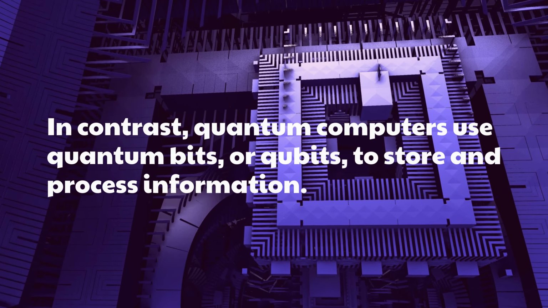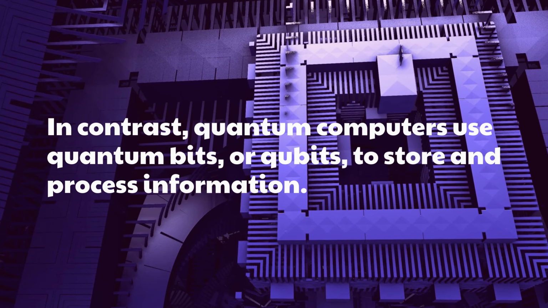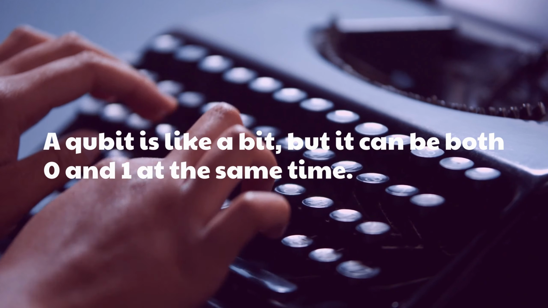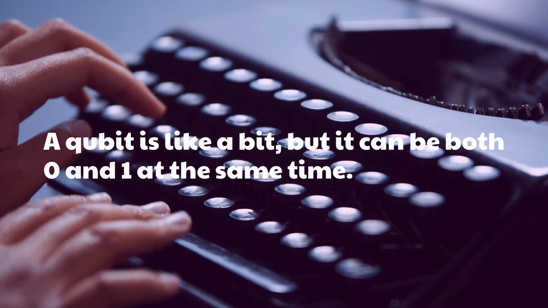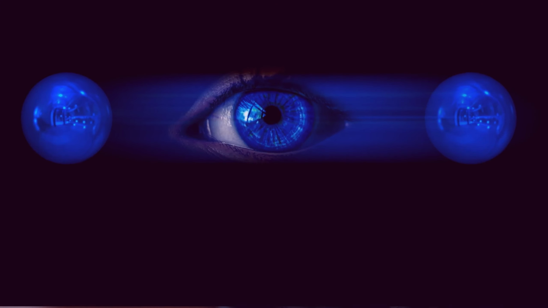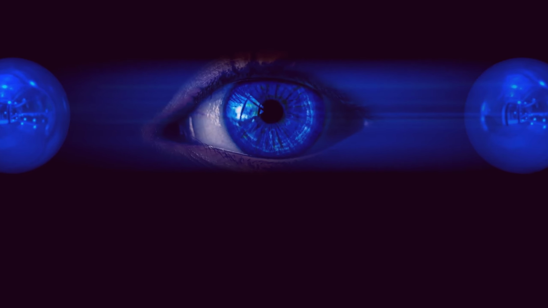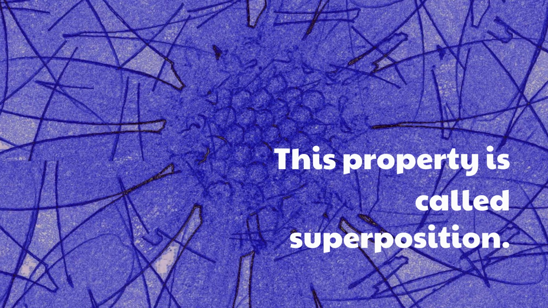In contrast, quantum computers use quantum bits, or qubits, to store and process information. A qubit is like a bit, but it can be both 0 and 1 at the same time. This is because in quantum mechanics, particles can exist in multiple states simultaneously. This property is called superposition.